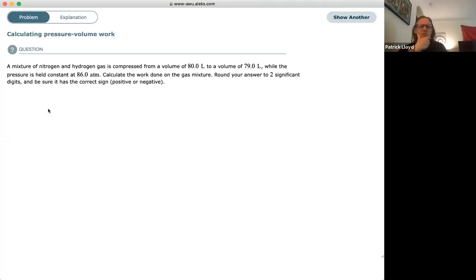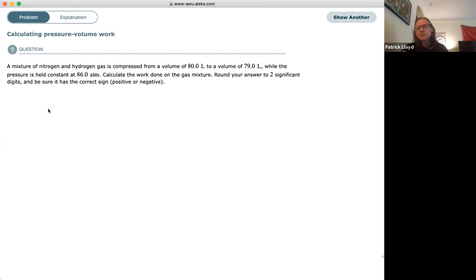Okay. So calculating pressure volume work, or PV work, I called it earlier, right? A mixture of nitrogen and hydrogen gas, so that's your gas mixture, is compressed from a volume of 80.0 liters to a volume of 79.0 liters. So that's a little change of volume, about 1.5% or 1.4%, while the pressure is held constant at 86.0 atmospheres.